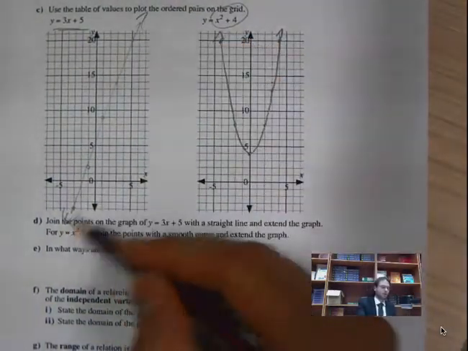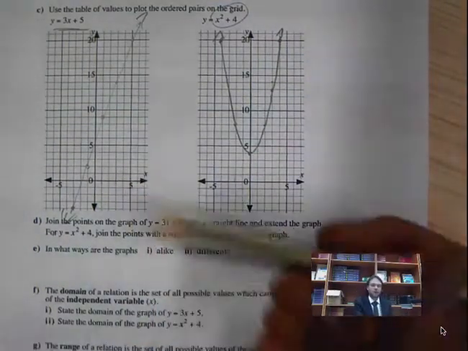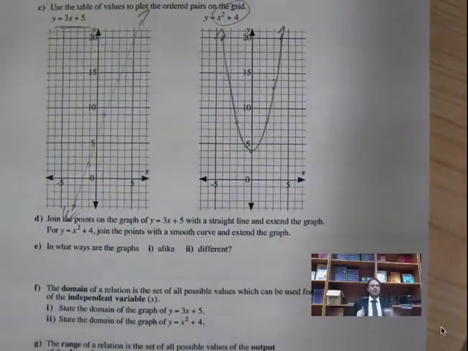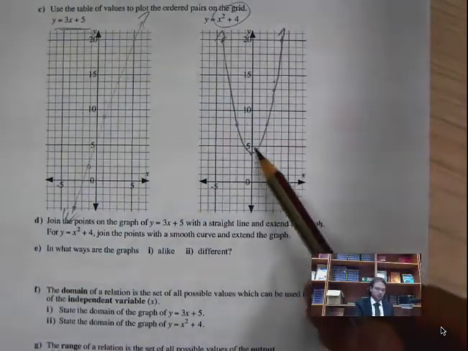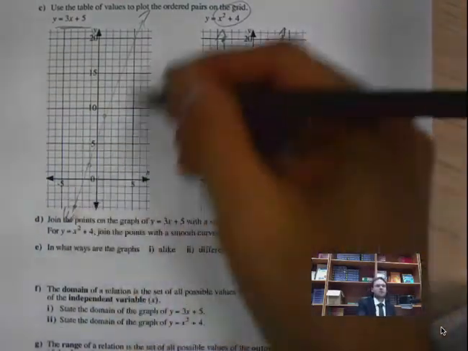This one goes on forever this way and forever that way. Both go on forever in x. Both of them go forever this way and forever that way. The quadratic, though, has a limit on its up and down. It goes forever in one direction, but not both. So these are very interesting things. The quadratic curves, the linear doesn't.